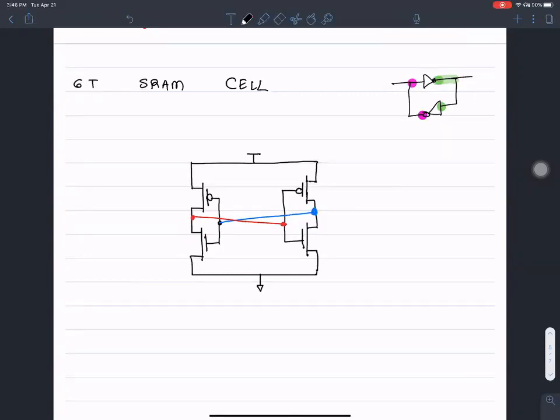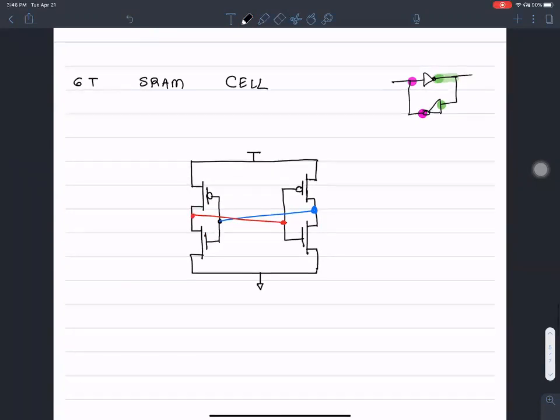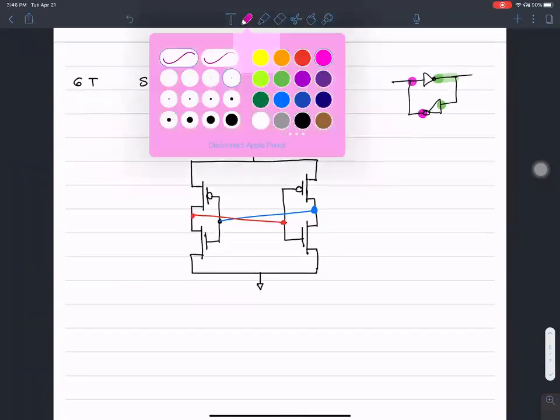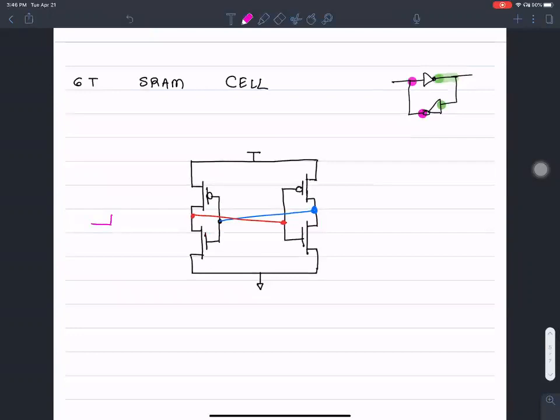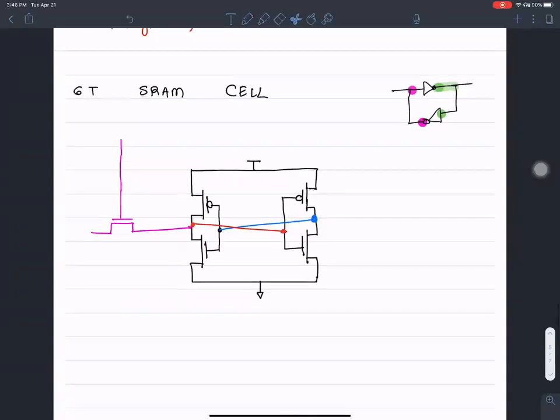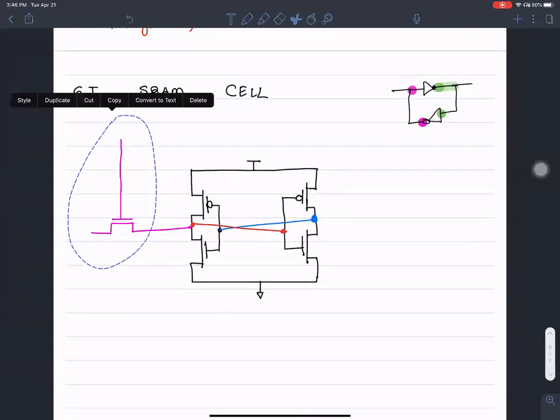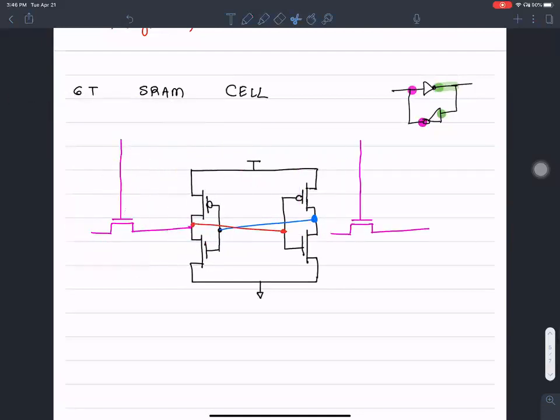Okay, so there are 4 transistors here, 2 inverters connected back to back. And in addition, there are 2 more transistors. These are called access transistors. I'm going to extend this over here. There are 2 transistors that are called access transistors, and they are driven by a separate line.